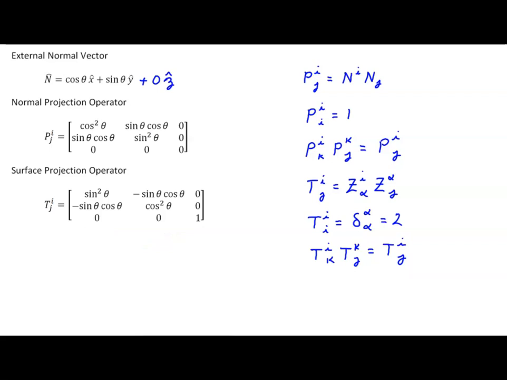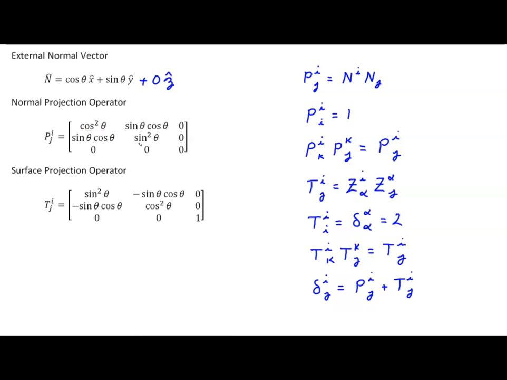Okay, but let's look at this final identity, the one that says the sum of these two operators equals the delta function. Well, that means when i and j are equal, the sum of the two operators should be equal to 1. And when they're equal, that just means the diagonal elements. So it means that if we add P11 to T11, we should get 1. And in fact, we do.